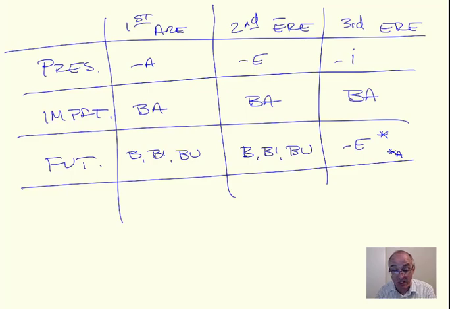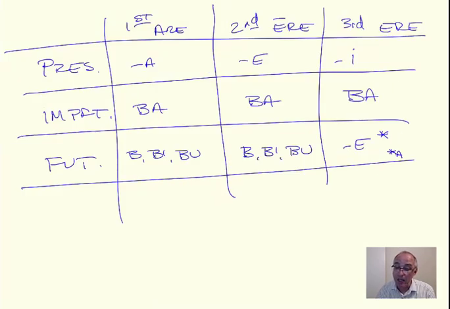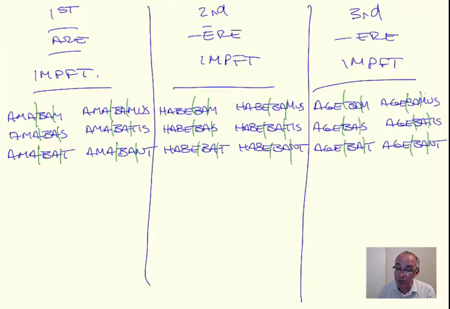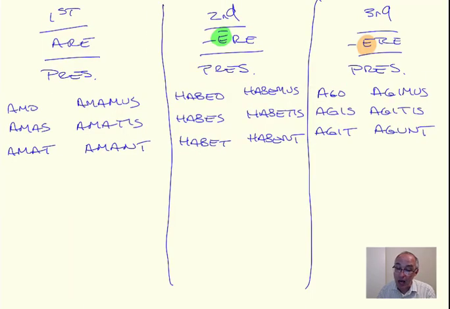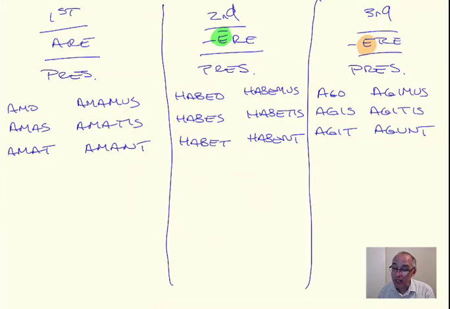In other words, for the present tense, let's go back and look at the present tense here. Amo, amas, amat, amamus, amatis, amant. This right here, the second conjugation in the present tense: habeo, habes, habet. See how it's all E's. And then in the third conjugation, here, I's. Ago, agis, agit, agimus, agitis, agunt.